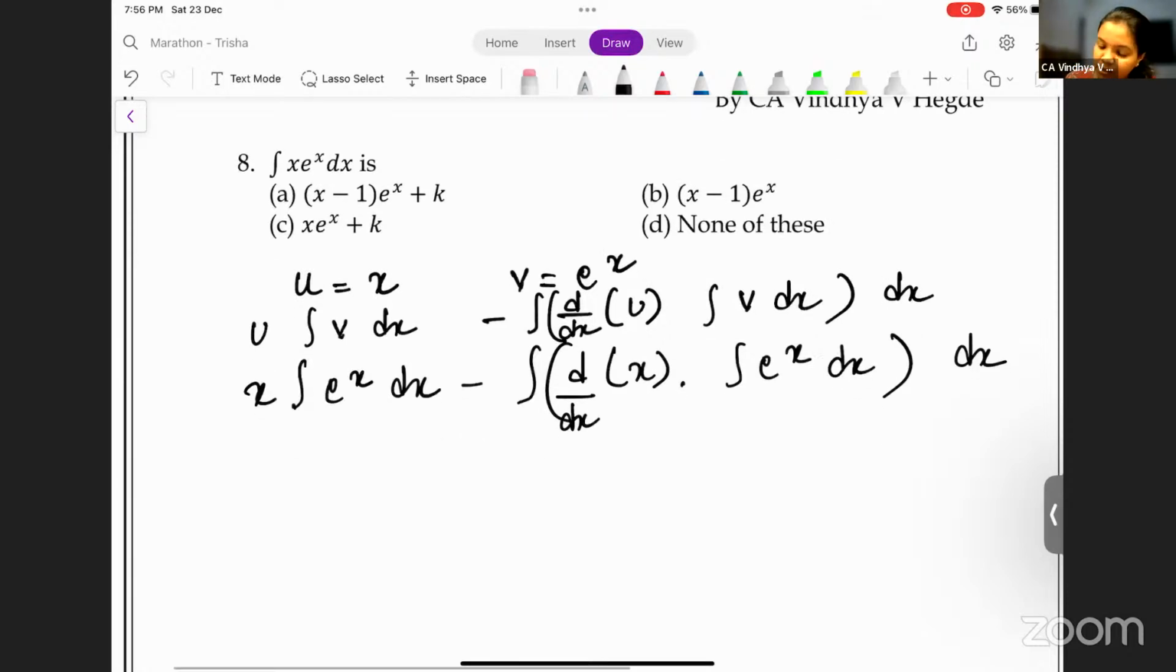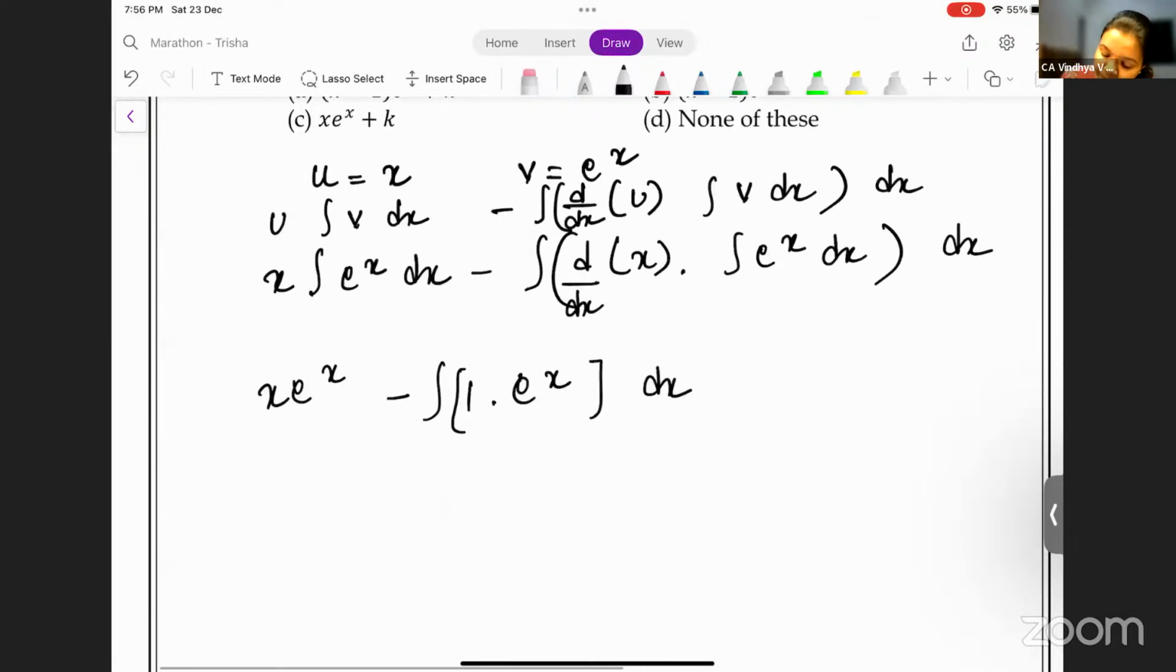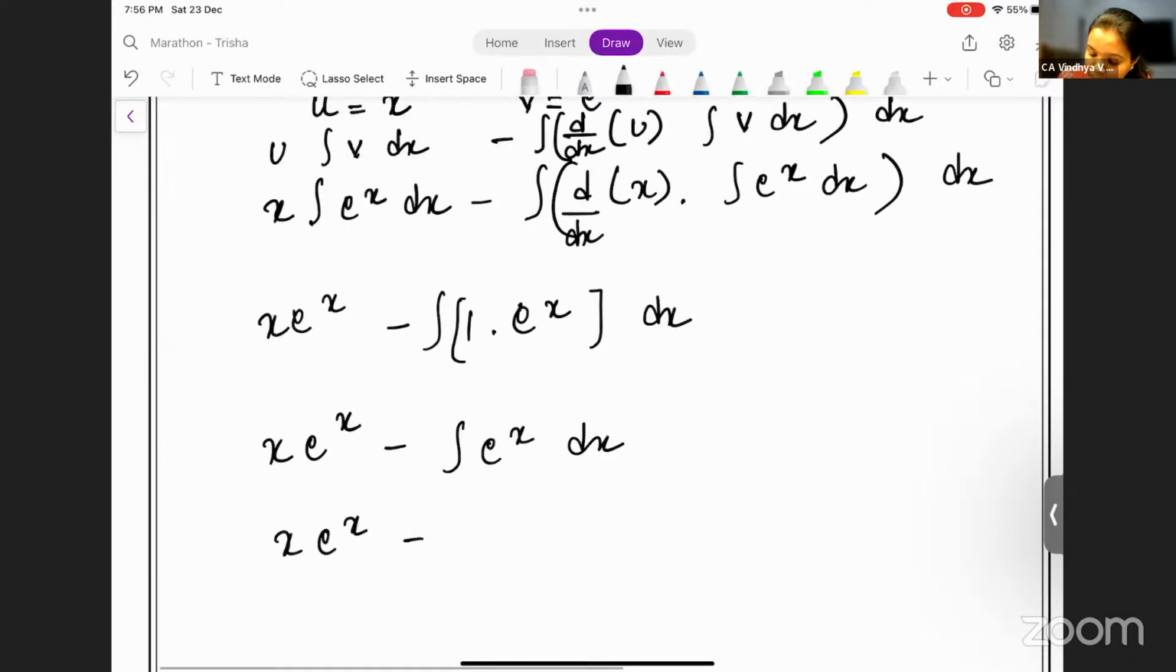Okay. So now x into, what is the integration of e to the power x? e to the power x itself. Minus, what is the derivative of x? 1 into integration of e to the power x is e to the power x itself. Correct? dx. So you get x into e to the power x minus integration of e to the power x dx, which is x into e to the power x minus e to the power x plus k. Yes, I hope this is clear.